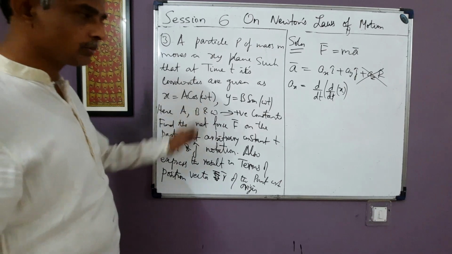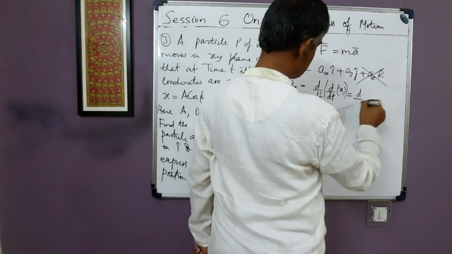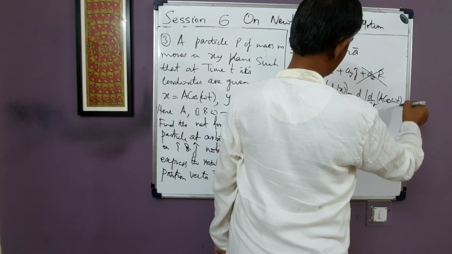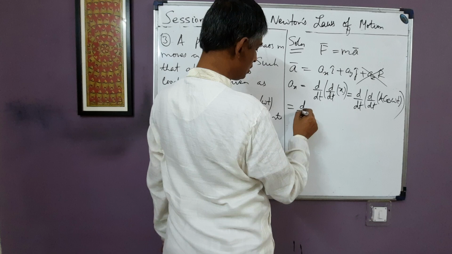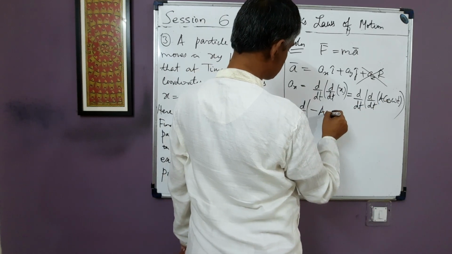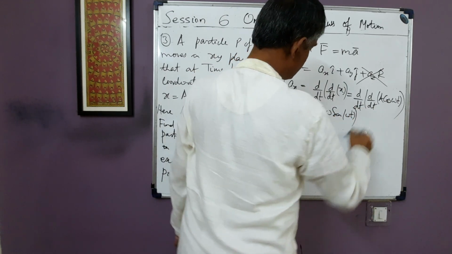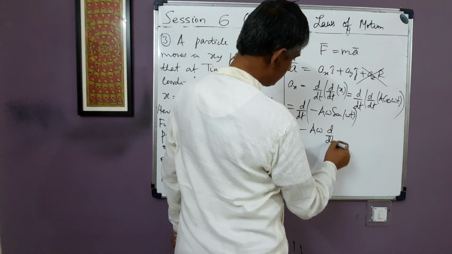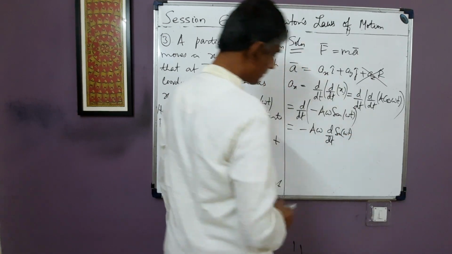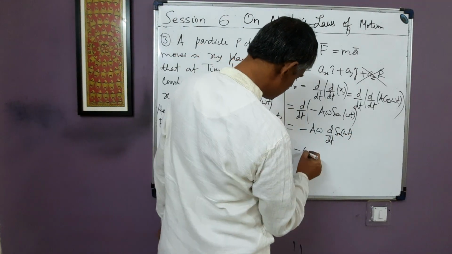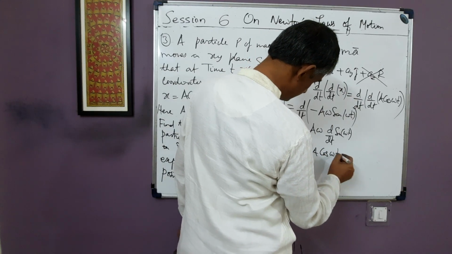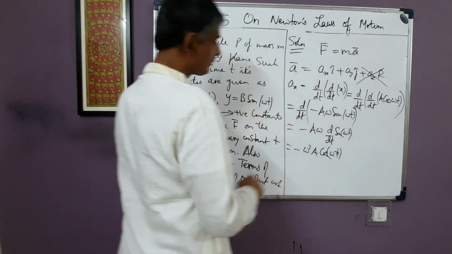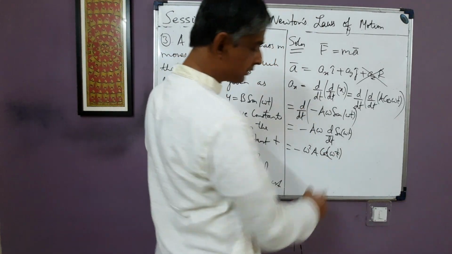Now x is a cos omega t. Instead of x I write a cos omega t. So this becomes d by dt of a cos omega t, which gives minus a omega sin omega t. Now minus a omega is constant, it comes outside. d by dt of sin omega t becomes omega cos omega t. So this becomes minus omega square a cos omega t. This is the x component of acceleration of the particle at arbitrary instant t.